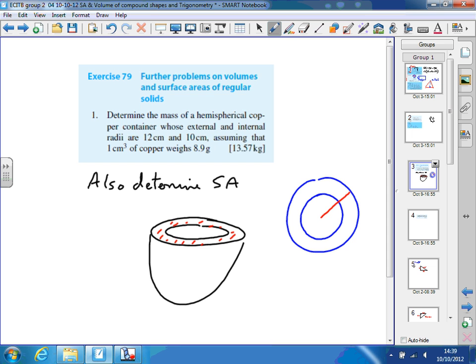We've got the external radius is 12 centimeters, and the internal radius is 10. We've got to find the mass, assuming that 1 cubic centimetre of copper weighs 8.9 grams. So that's a key piece of information. So what can we do to try and find the mass? What formula is going to be useful to start off with?